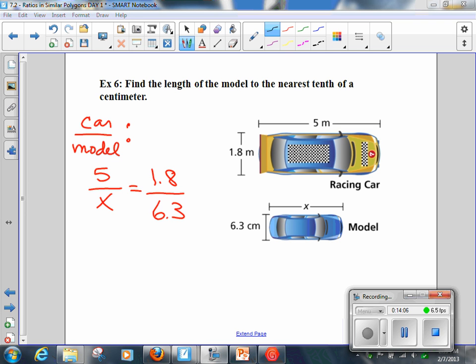Corresponding sides are what we put over top of each other in our ratios, okay? If I would not, you still might get the same answer, but I cannot guarantee that that's always going to be the case, okay? Put corresponding sides over each other, and that's what she did. 5 over x is equal to 1.8 over 6.3.